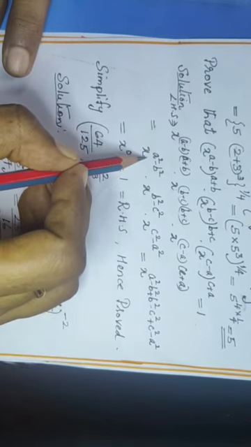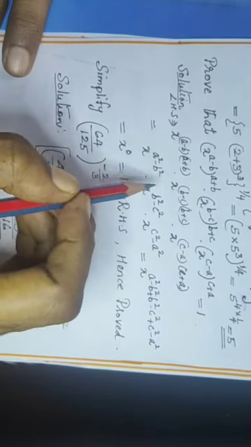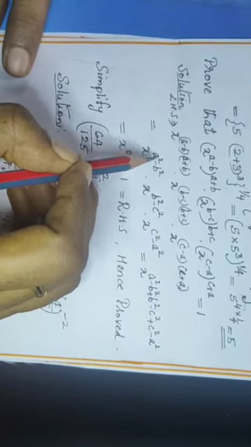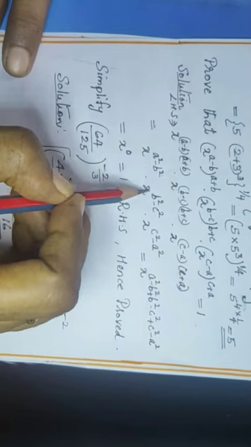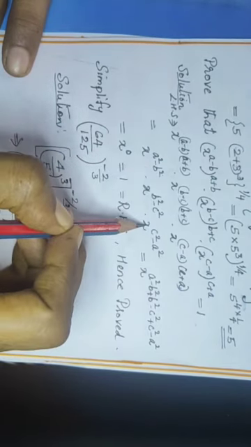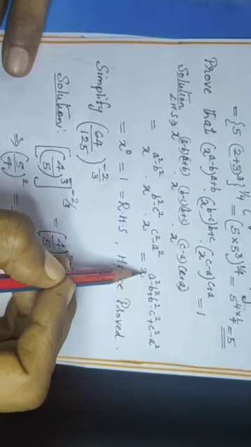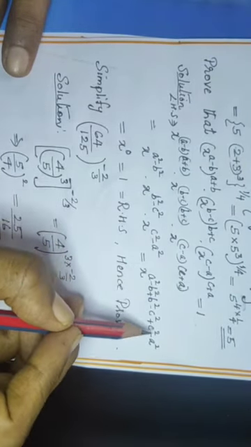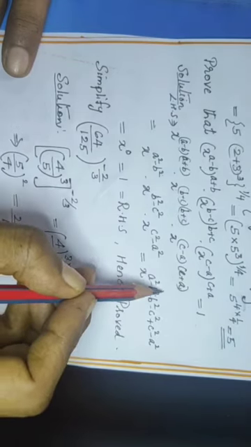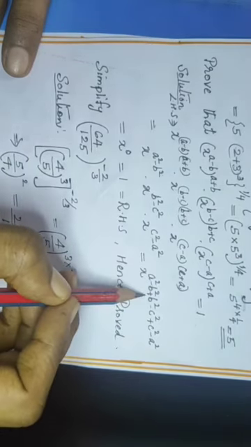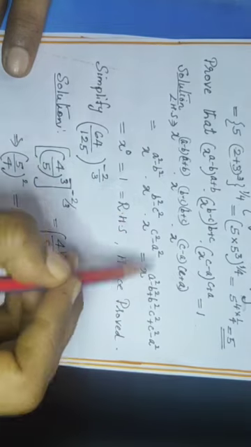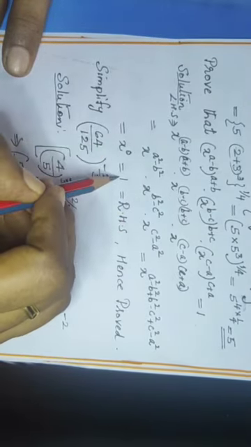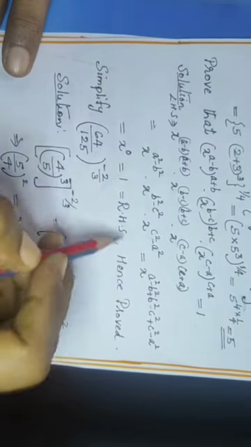Now a to the power m into a to the power n is a to the power m plus n. So that means here there are three things. So x raised to a square minus b square into x raised to b square minus c square into x raised to c square minus a square is x raised to a square minus b square plus b square minus c square plus c square minus a square. A square gets cancelled, b square gets cancelled. So it will be 0. So x raised to 0 is 1. So RHS. So hence it is proved.